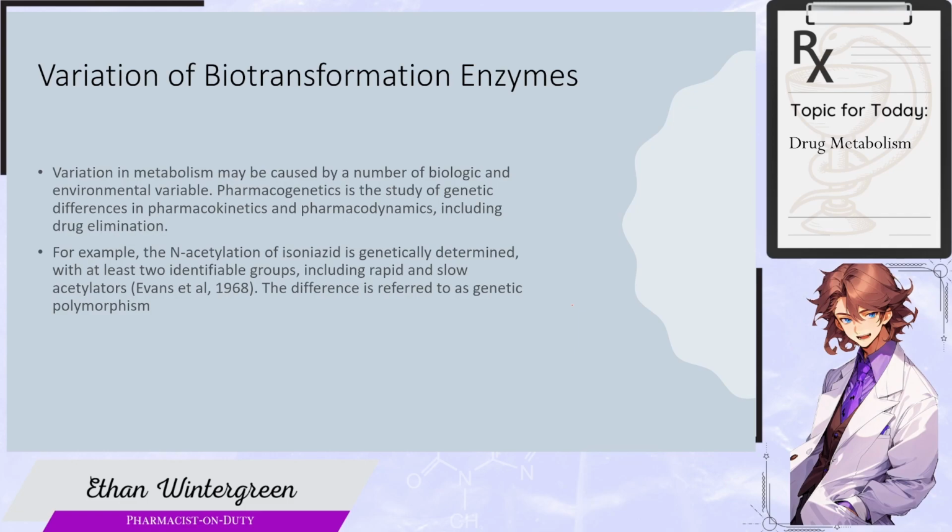A good example of this is that acetylation of isoniazid is genetically determined. If you are from the Americas, you are a slow acetylator, meaning you need to be given lower dosages of isoniazid. If you're from the Asia region, you are a fast acetylator. This means that you need to be given a higher amount of drug because you can metabolize the drug faster. This difference we refer to as genetic polymorphism.